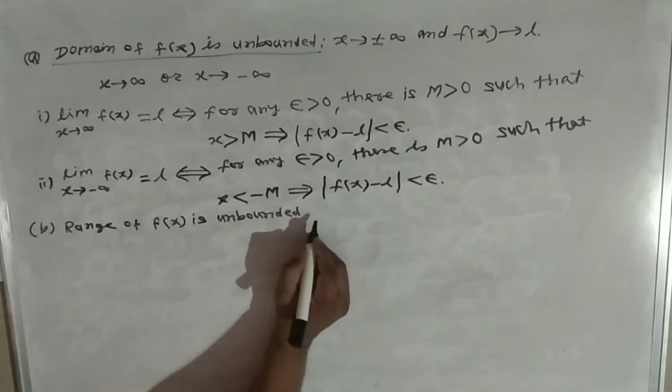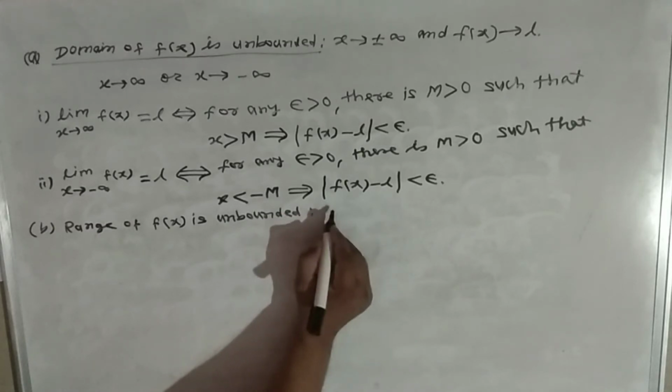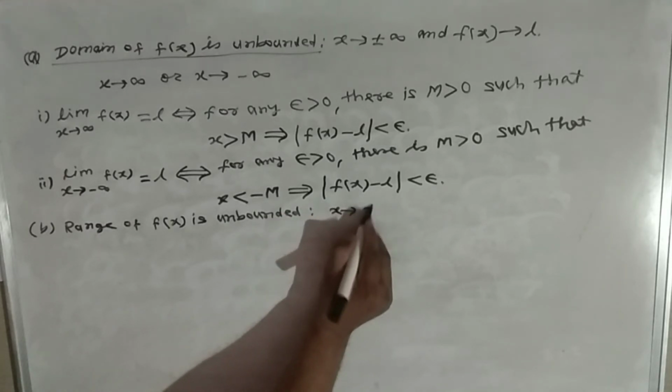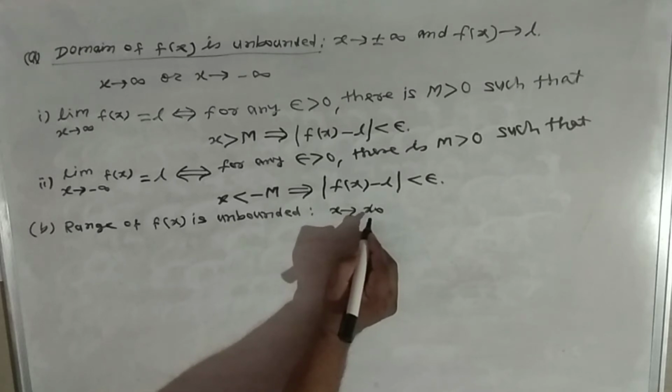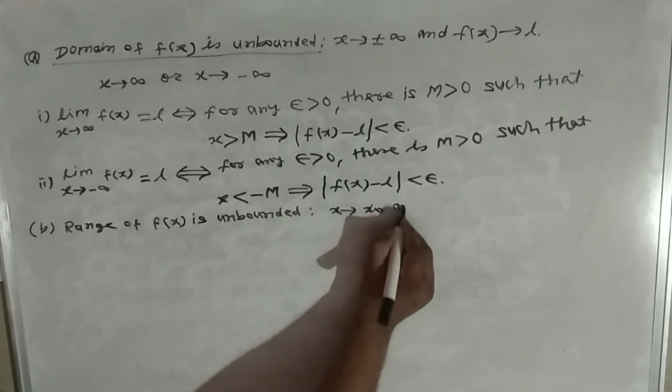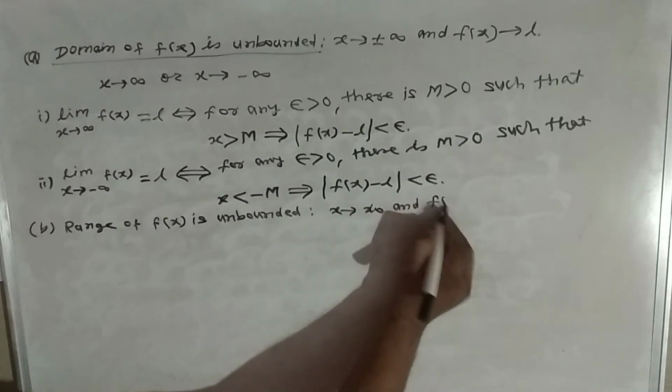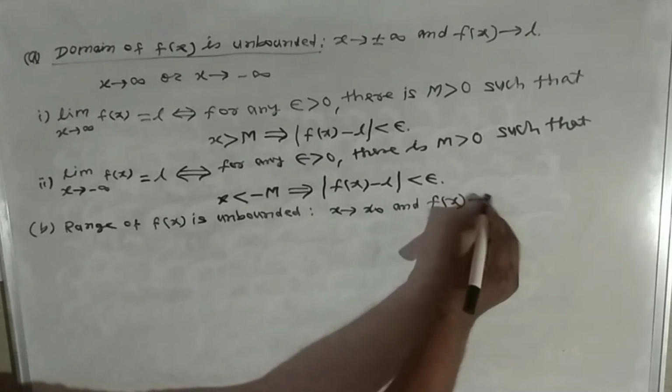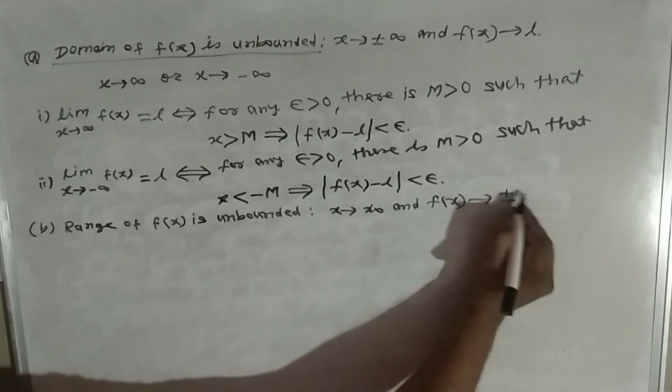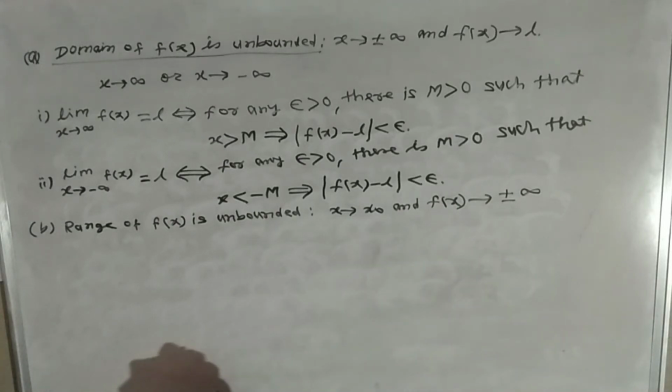Range of f of x is unbounded. x tends to x0 and f of x tends to plus or minus infinity.